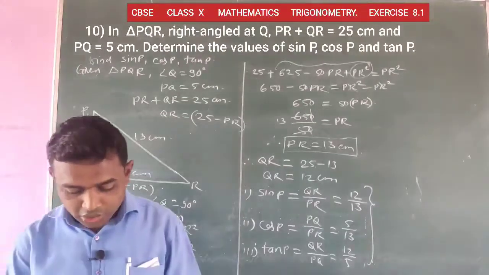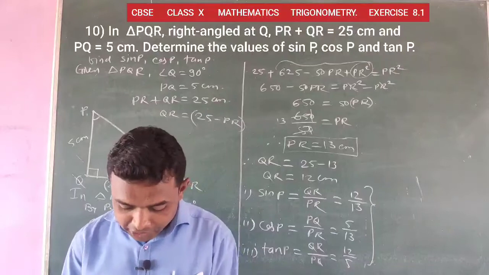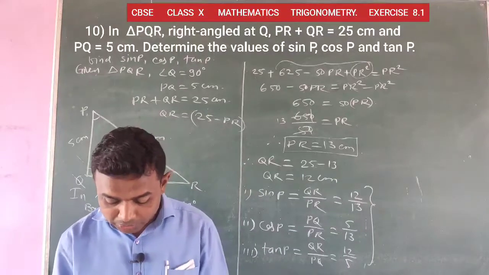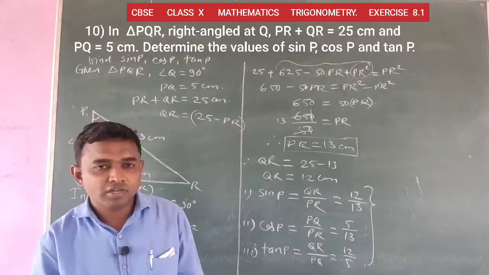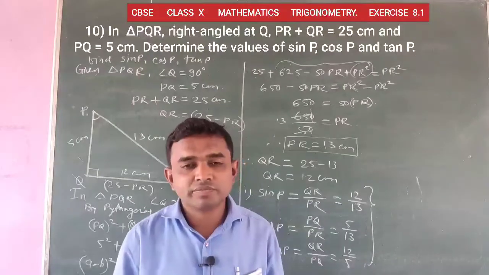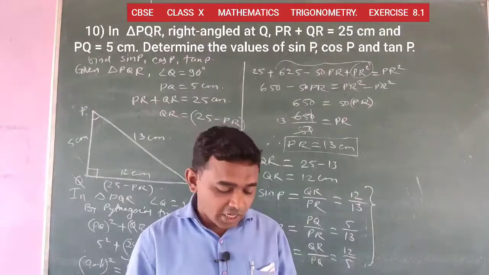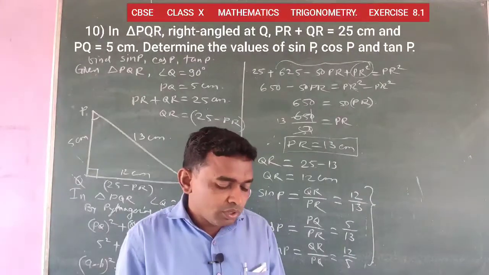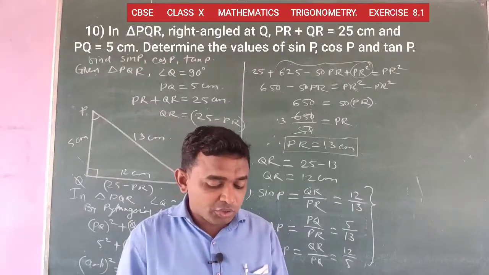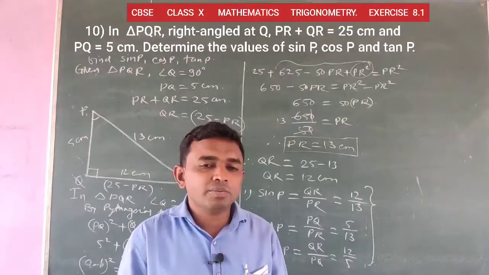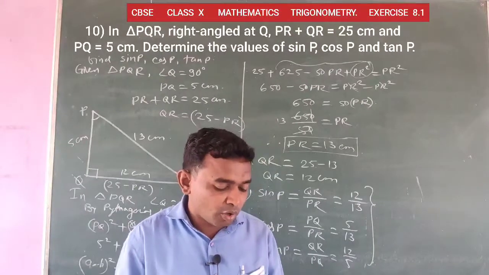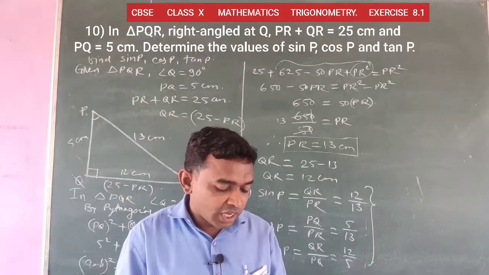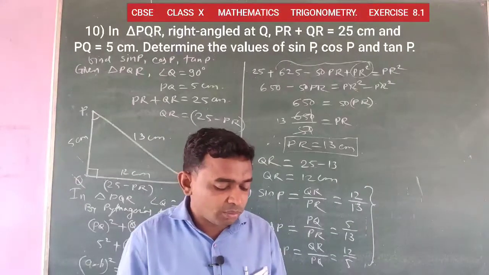Now question number 11: state whether the following are true or false. Justify your answer. First, the value of tan A is always less than 1. It's false. Second, sec A is equal to 12 by 5 for some value of angle A. It's true. Third, cos A is an abbreviation used for the cosecant of angle A. It's false. Fourth, cot A is the product of cot and A, again false.